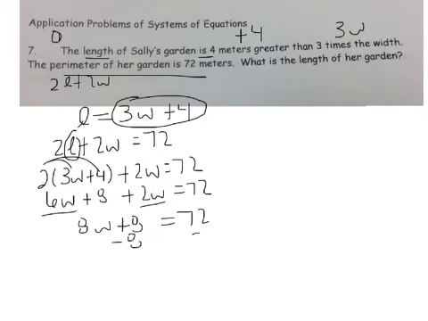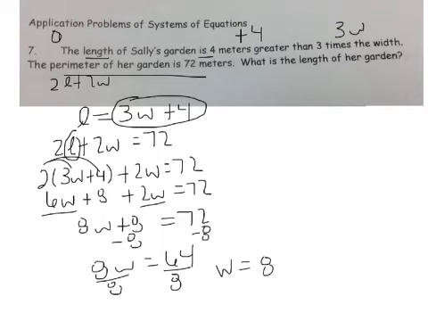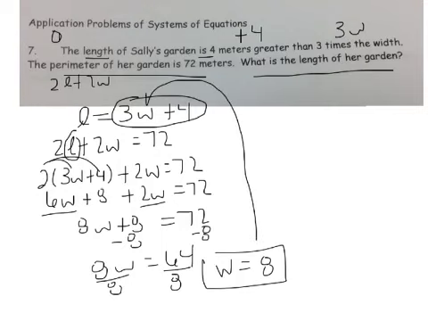Subtract 8 from both sides. 8W equals 64. When it's beside it, we divide it. So we divide both sides by 8, and we get W equals 8. Uh-oh. She asked for what is the length. We just found the width. Well, that was the easy way to start out. But we are going to have to plug it back in right there and be able to find it.